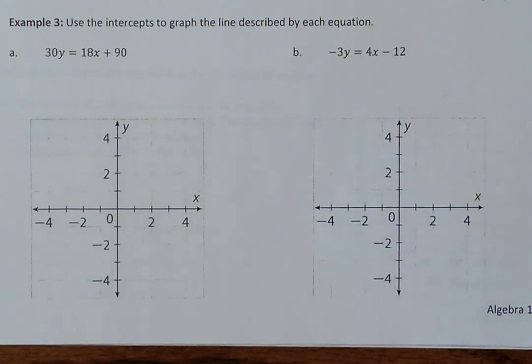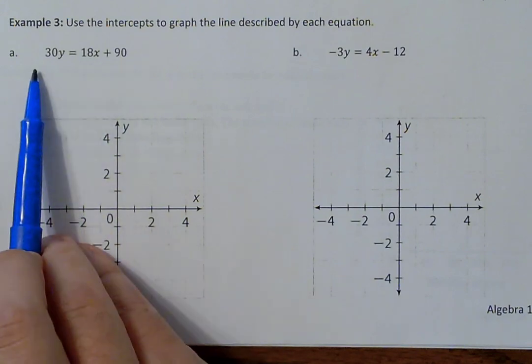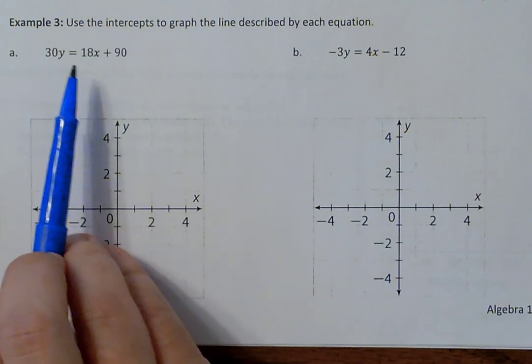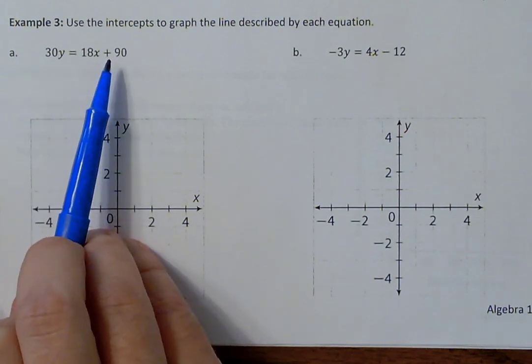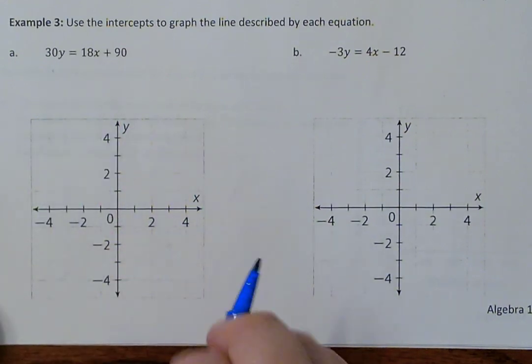So before, I would have asked you to go through and make an xy table, plug in 2 or 3 values for x, and figure out what y equals. I'm going to show you a shortcut using the X and Y intercepts to graph these today. So the first thing is to find the X and Y intercepts, I need to have X and Y on the same side. Okay, I cannot have X by itself or Y by itself. X and Y have to be on the same side.